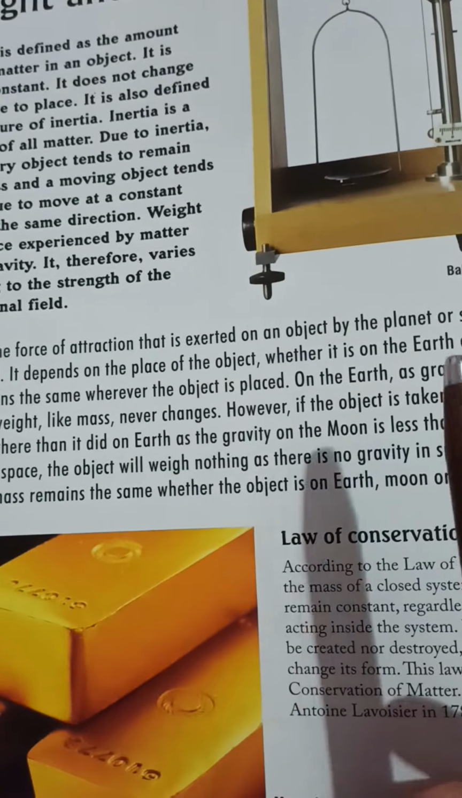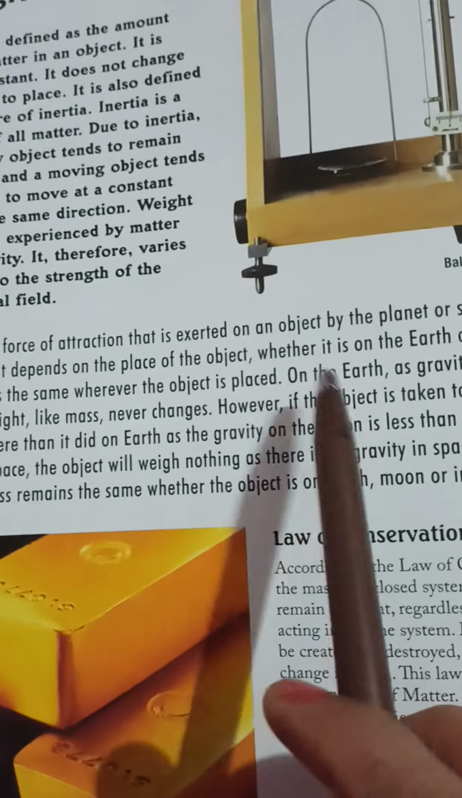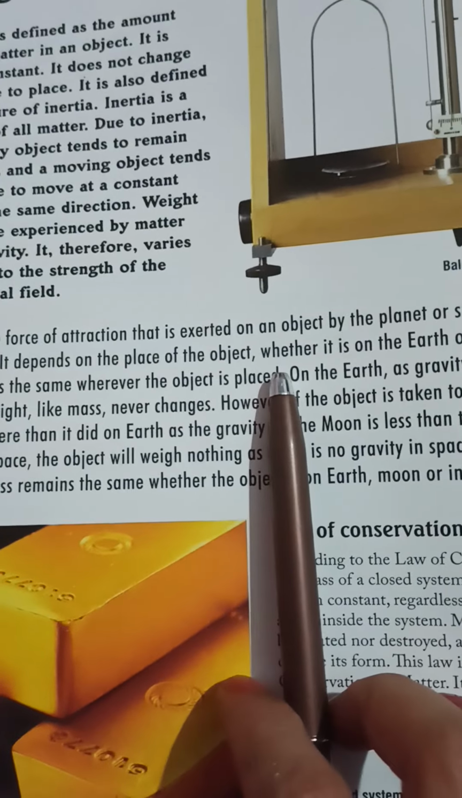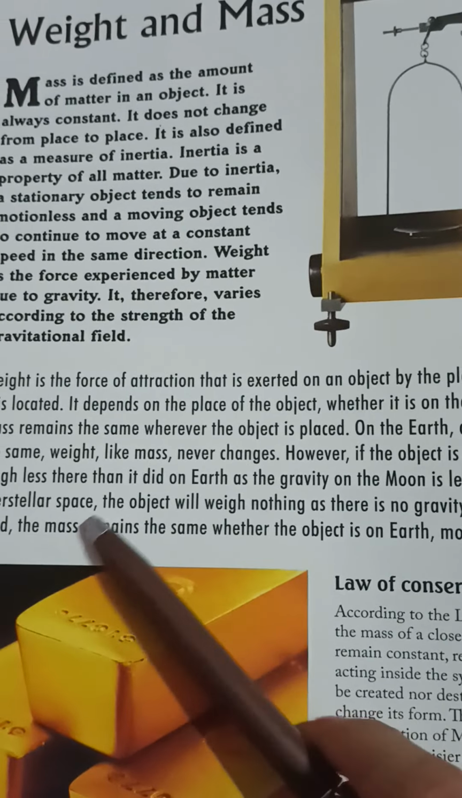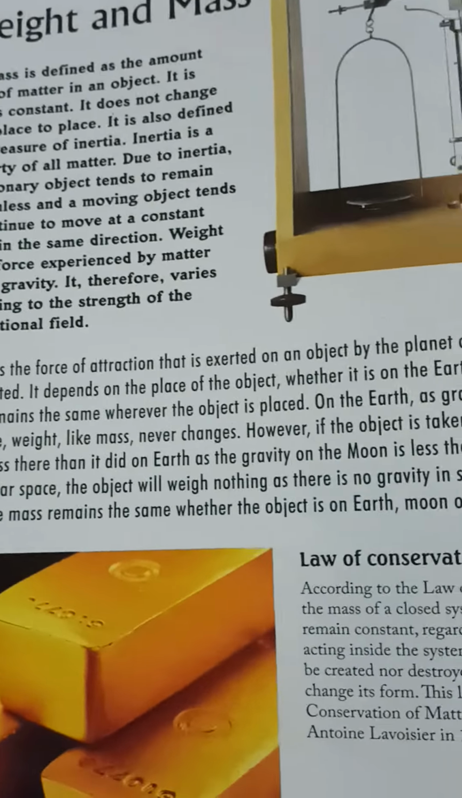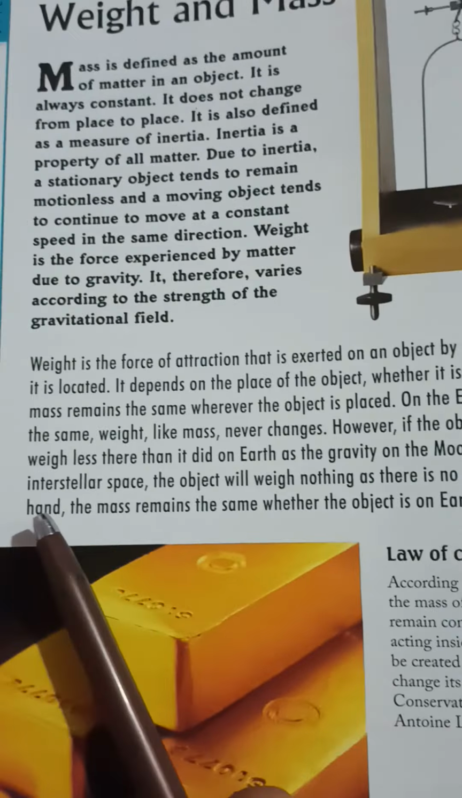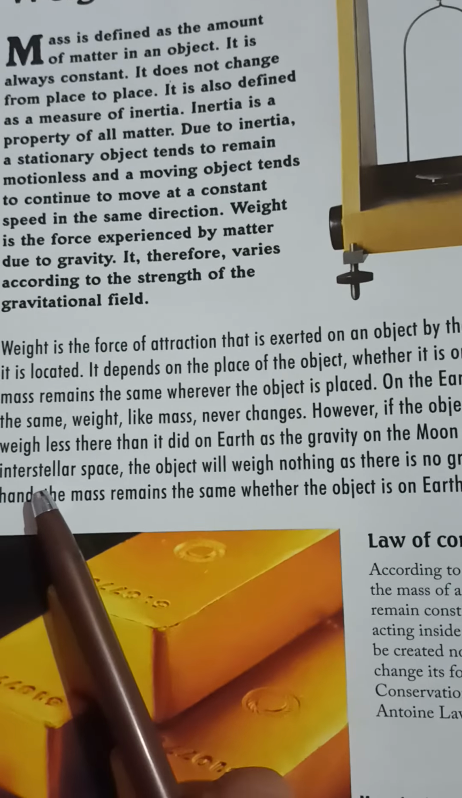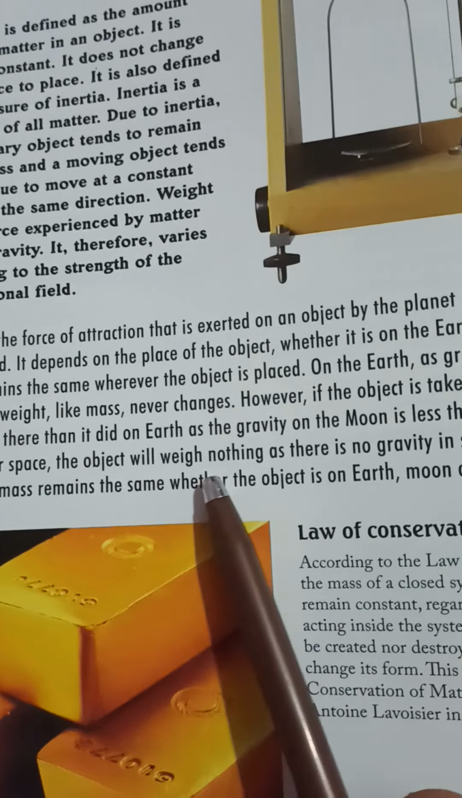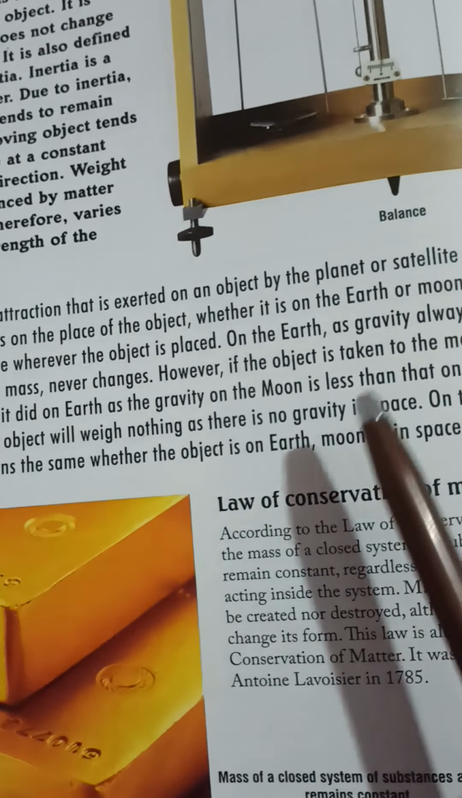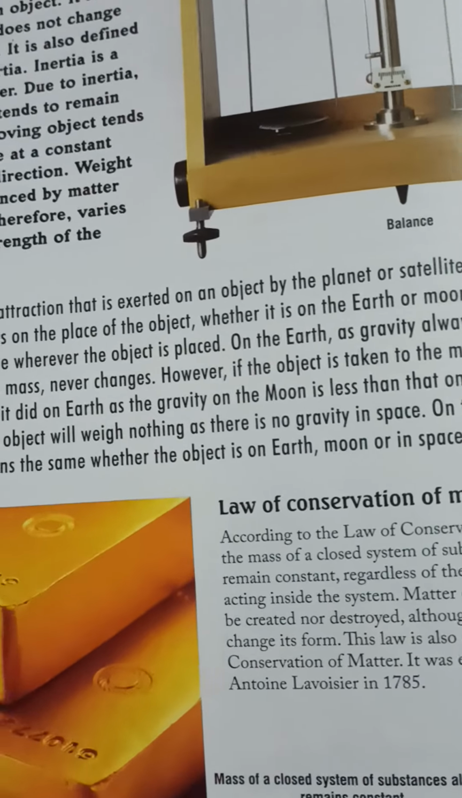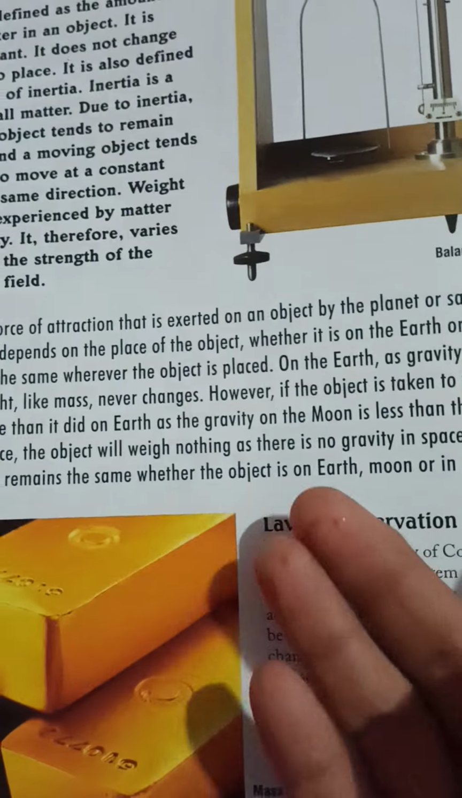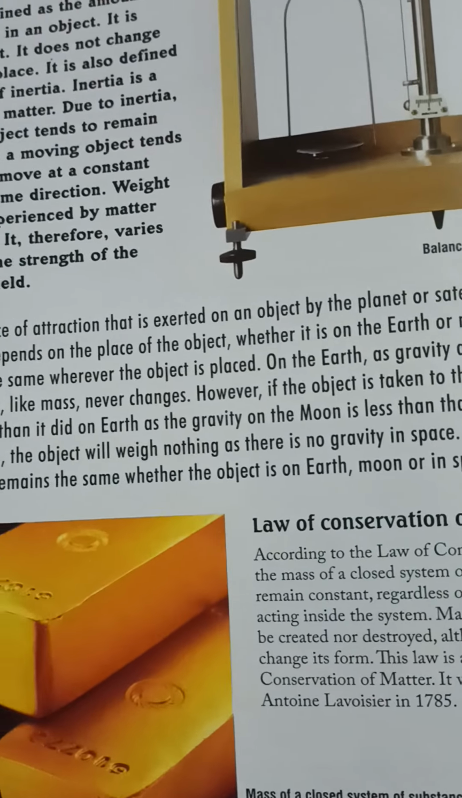यहाँ पे बोला जा रहा है कि पृथ्वी पे किसी वस्तु का भार अगर ज़्यादा है तो चंद्रमा पे कम हो जाएगा। In interstellar space, this object will weigh nothing as there is no gravity in space. अगर अंतरिक्ष की बात करें जहाँ पे कोई भी ग्रेविटी नहीं है, तो वहाँ पे there will be no weight.